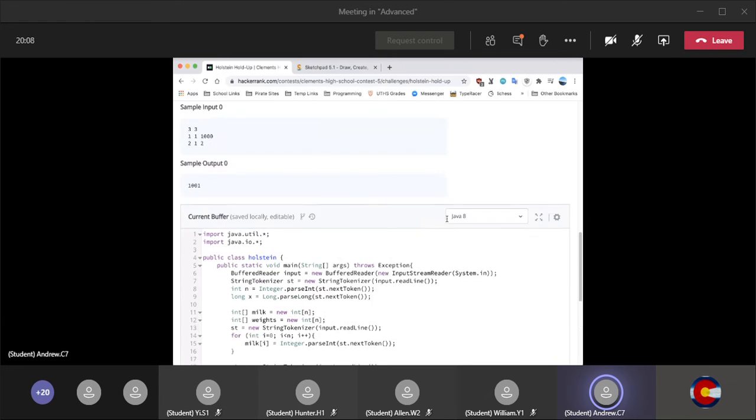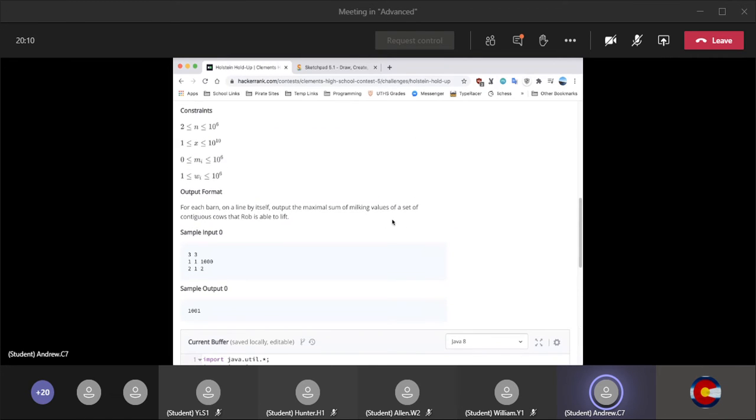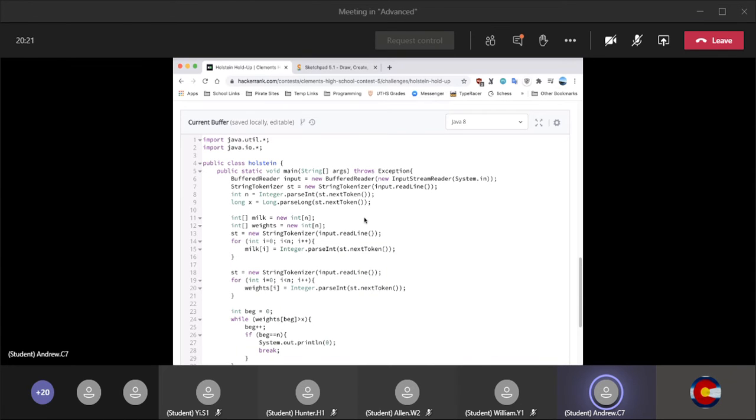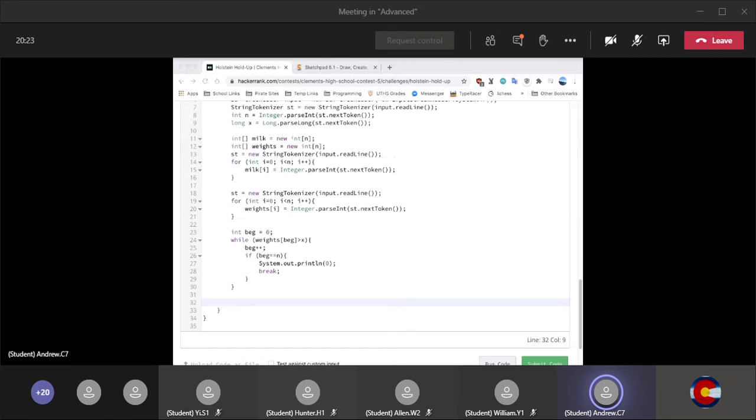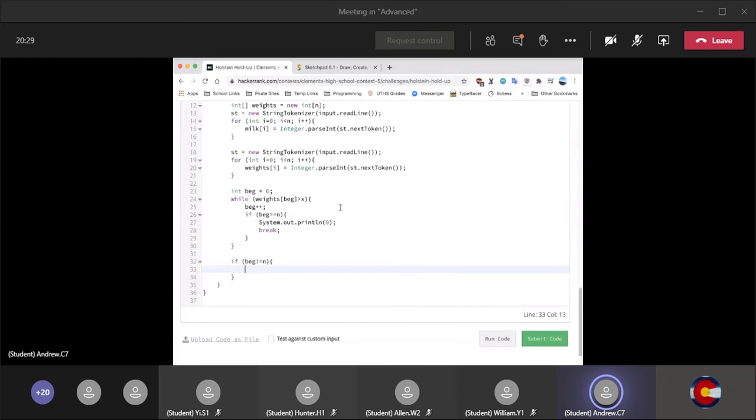Because again, we're looking at the maximum milking value of a set of contiguous cows. But if you can't even pick up a single cow, then its maximum sum is just 0. So in this case, we would just print out 0, and that's the end of it. Then let's do the actual meat of our algorithm now.